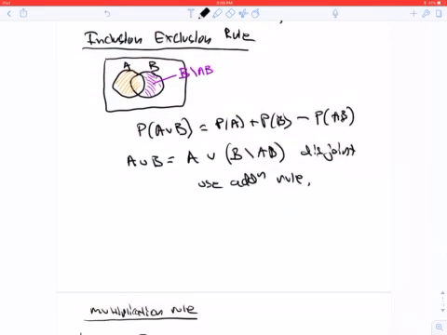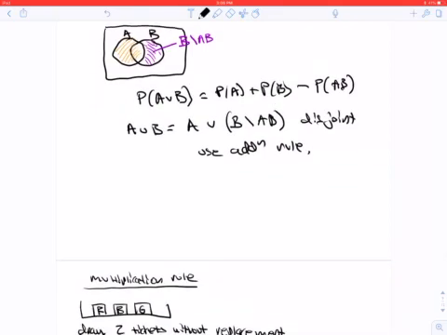Inclusion-exclusion, that's a good one. So now we allow A and B to intersect, and it says the probability of A union B is the probability of A plus the probability of B minus the probability of their intersection. Intuitively, it's clear that you need to subtract the probability of the intersection because you've sort of double counted it. A includes the intersection and B as well includes the intersection. But if you want to derive it, you can just argue that the union of A and B is the disjoint union of A and B minus A, B.